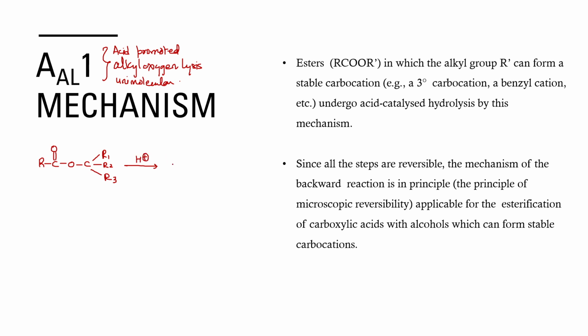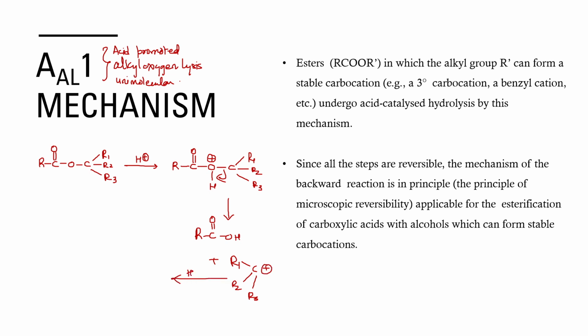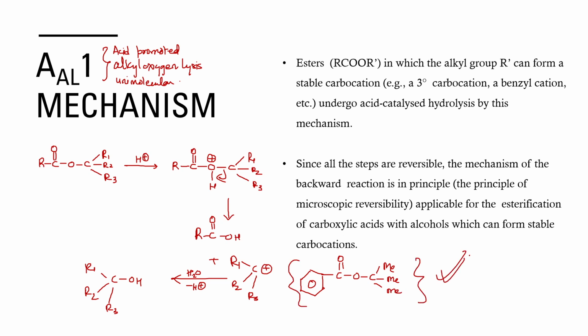ये H plus की प्रेजेंस में आते ही this R1 R2 R3 this turns into carboxylic acid and we get R1 C R2 R3 plus a carbocation, and then this carbocation will react with H2O, give out H plus, form R1 C R2 R3 OH. ठीक है, एग्जाम्पल अगर मैंने लिया इस तरह का, so this compound will be capable of undergoing this reaction, AAL1.